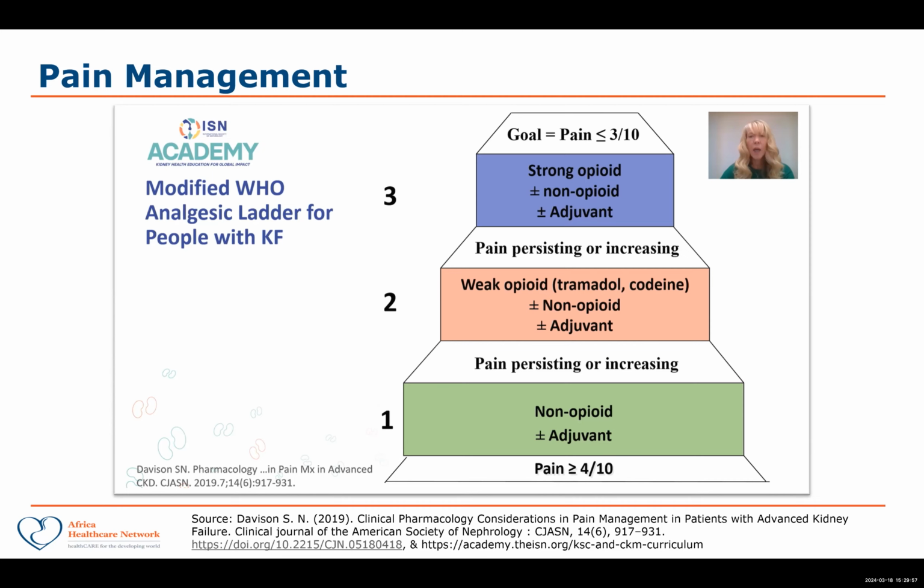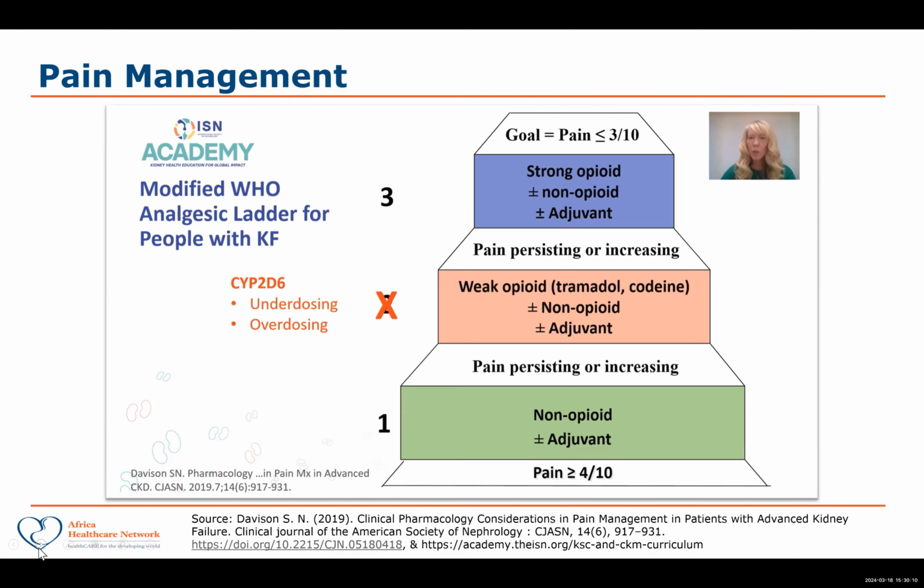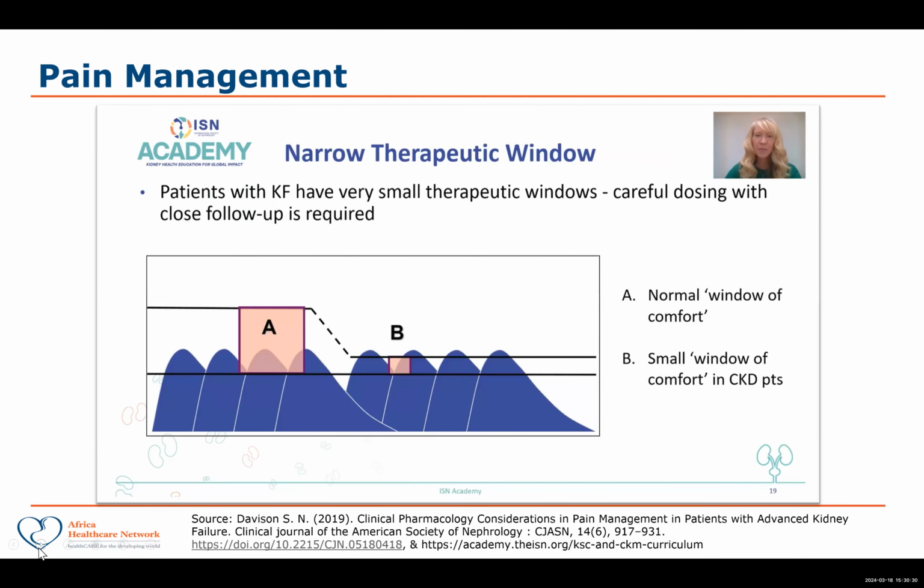If the pain persists or increases, we begin to go up the ladder. For our kidney failure patients, we need to ensure that we skip the second step. Here you can see there's an X through this, and this is due to the way that codeine and other medications are metabolized in the kidney failure patient's system, which can often lead to underdosing or even overdosing. This is not safe for our patients, so that's why we avoid step 2. Then we would go directly to step 3.